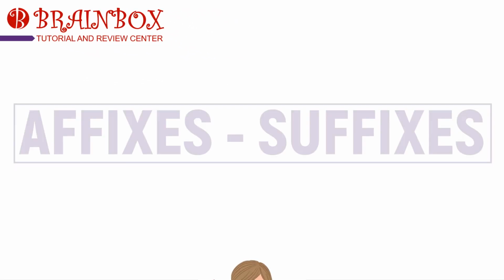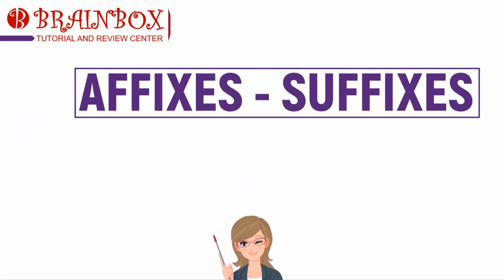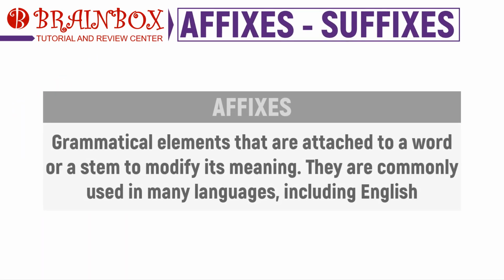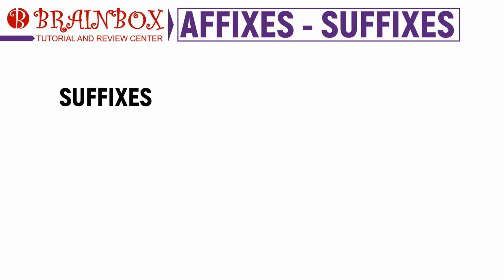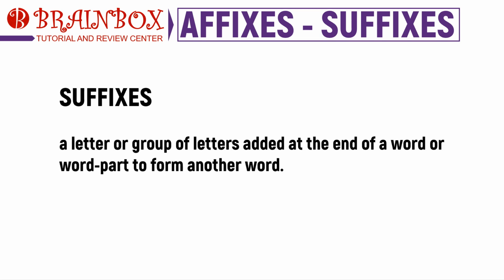In the previous video, we discussed affixes, which are grammatical elements that are attached to a word or a stem to modify its meaning. And there are two main types of affixes: the prefix and the suffix. What is a suffix then? A suffix is a letter or group of letters added at the end of a word or word part to form another word. If a prefix is attached to the beginning of words to modify their meaning, a suffix is added at the end of a word to form a new word.